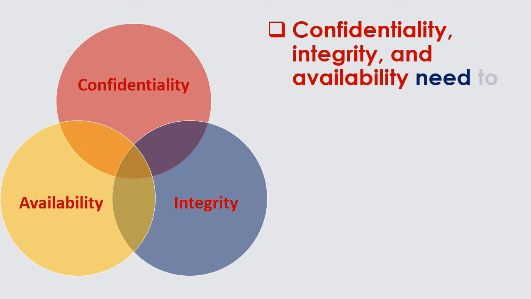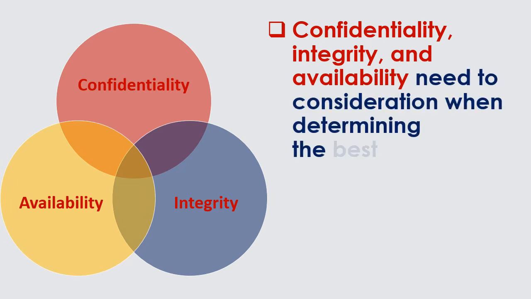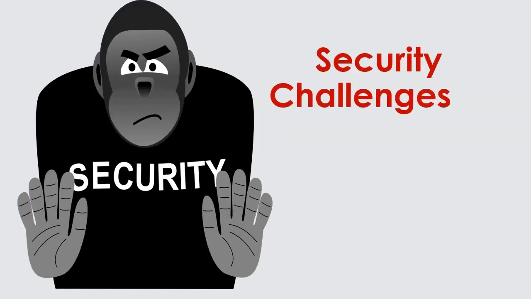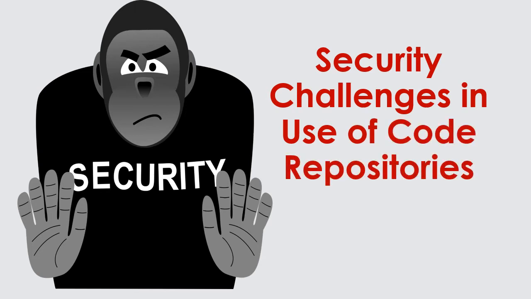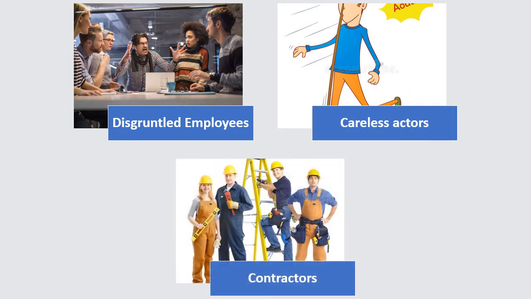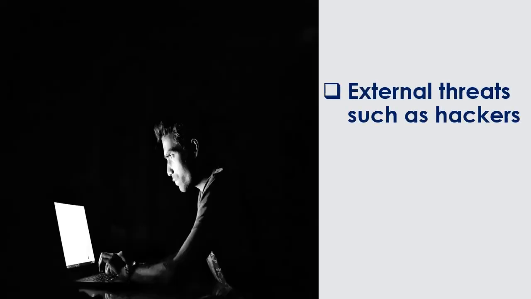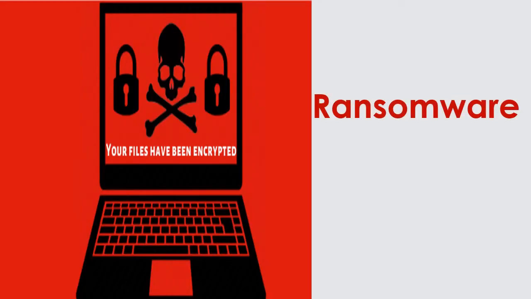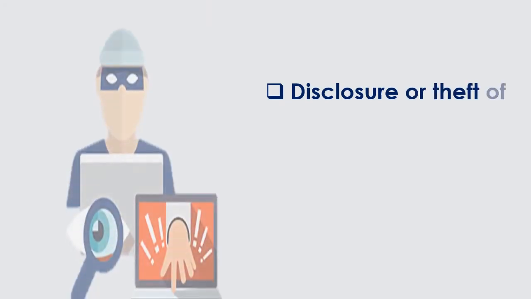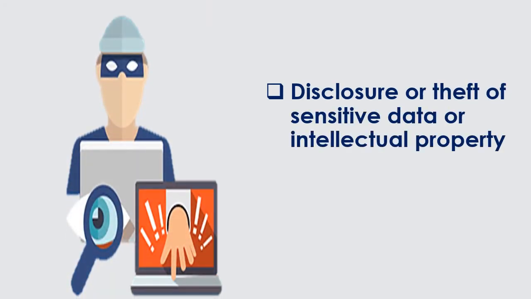Confidentiality, integrity, and availability need to be considered when determining the best method to protect your source code. Security challenges and use of code repositories: disgruntled employees, careless actors, contractors. External threats such as hackers. Ransomware. Denial of service. Disclosure or theft of sensitive data or intellectual property.